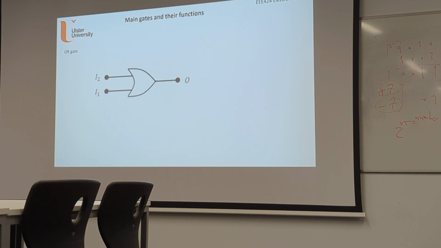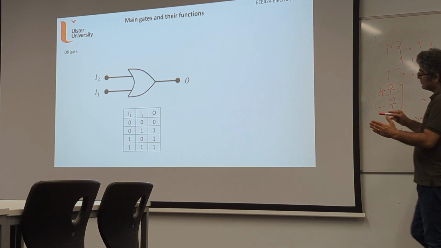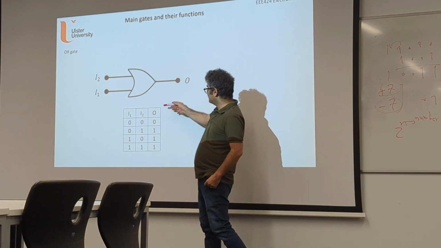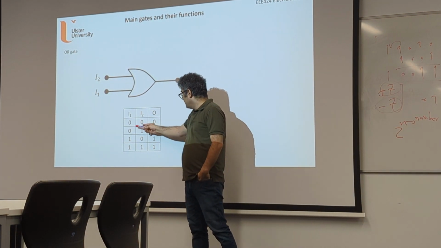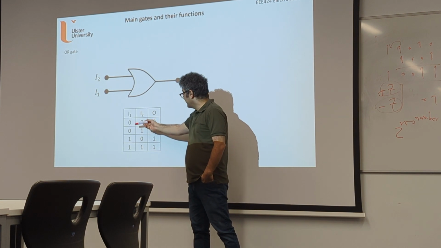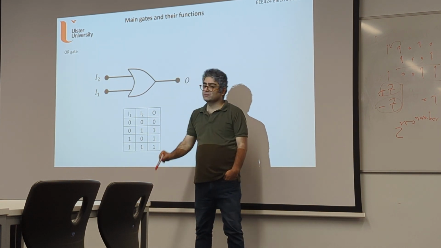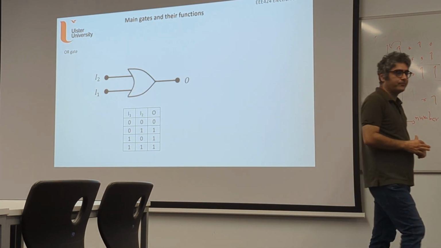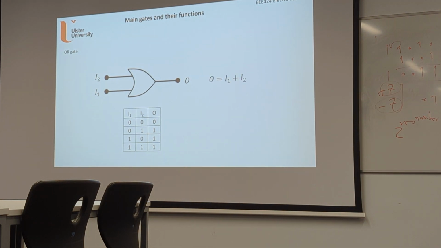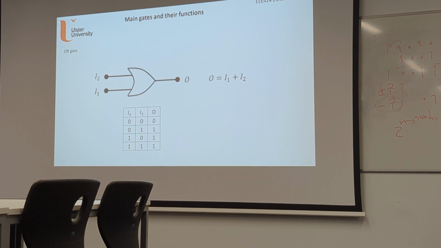Then here again we have two inputs. What does it mean? It means that we have 4 conditions, 2 power n, where n is the number of inputs. Again 0,0, 0,1, 1,0, 1,1. But because it's an OR, in this case we have 0, 1, 1, 1. Only in the case that both of the inputs are 0, the output would be 0. Clear? And we represent that as I1 plus I2, I1 or I2.